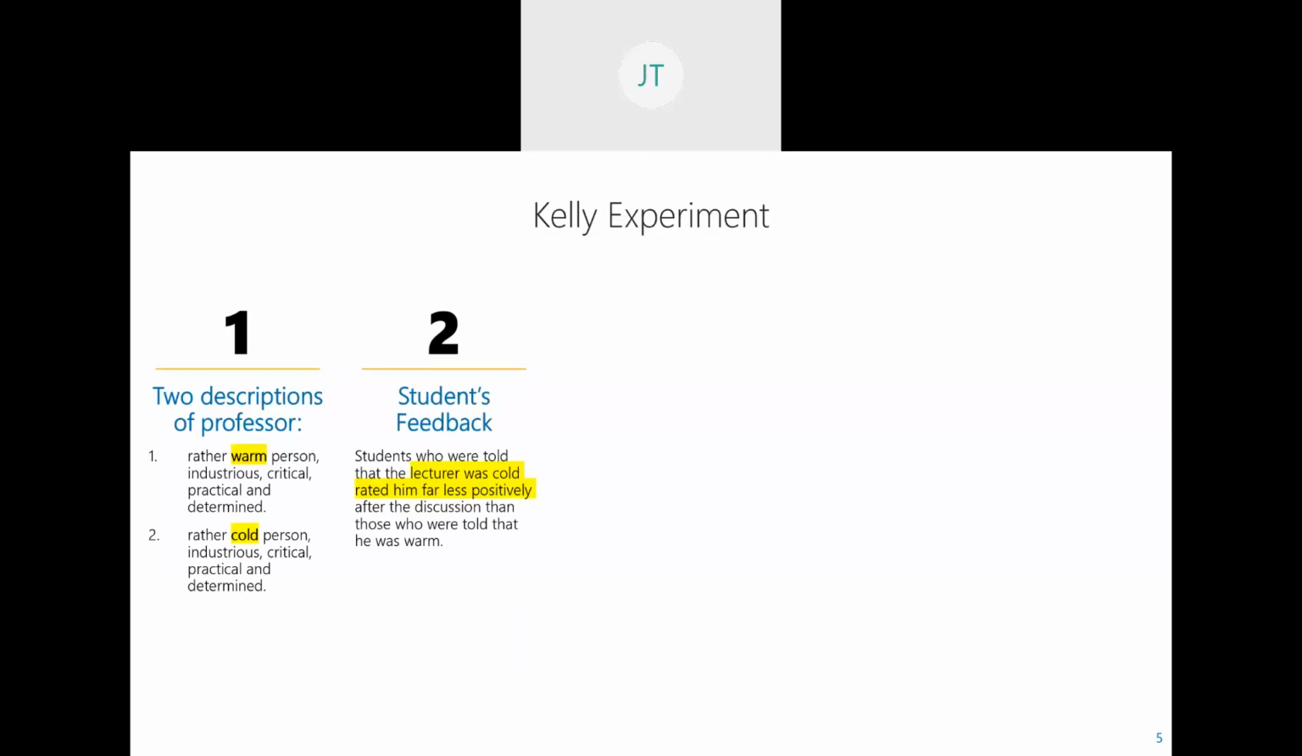The students who were told that the lecturer was cold rated him far less positively. Think about it: first, you are meeting this person for the first time. Second, the impression you have been given about this person by somebody else is more than 90% the same. Only one word was changed, and that resulted in a completely different judgment and perception of this person. That is where Kelley's experiment becomes very strong. There are a lot of other experiments with such combinations to see how it works, and it's time and again proven that it adheres to the hypothesis that Kelley came up with.